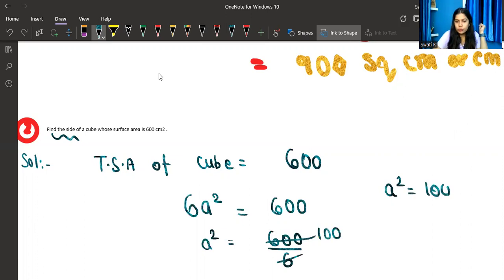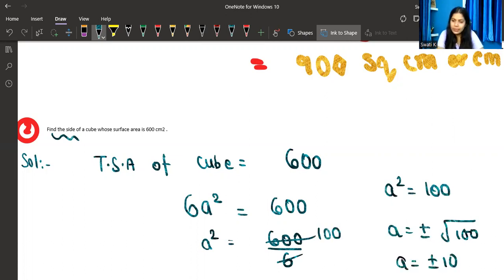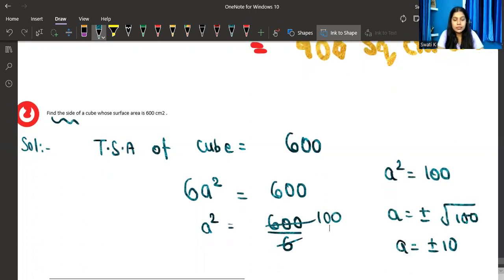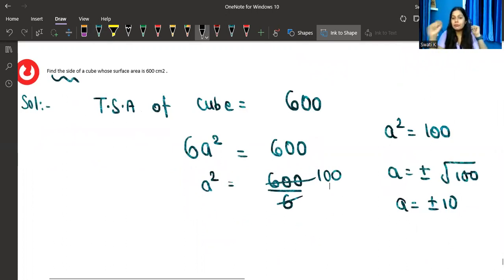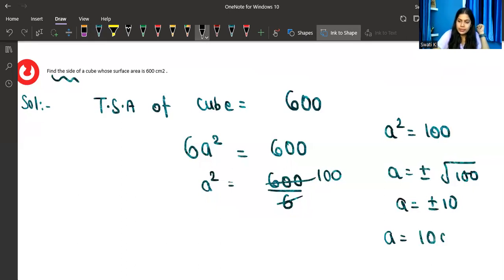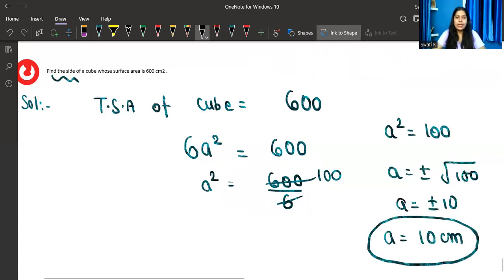So the value of a is plus minus root over 100, which is a equal to plus minus 10. Whenever we have the square root, we always write down plus minus, but here we will consider only plus, because we are talking about the side of a cube, and side of a cube is a length. Length can never be negative. That is why it will become simply plus 10 centimeter. That's the answer. So we wanted to find out the value of the side and we got the answer 10 centimeter. All right, now we can go to the next question.